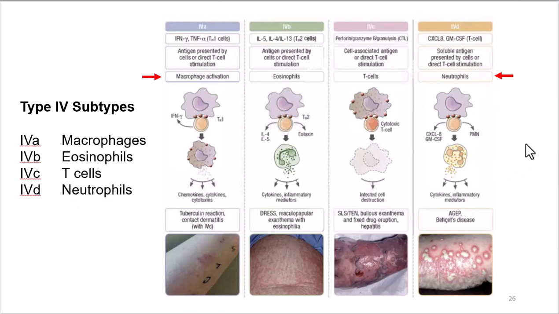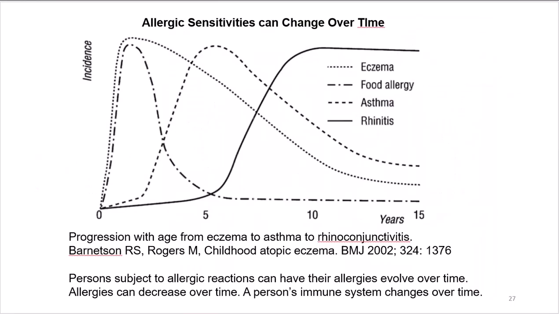This type 4, it's the neutrophils that are involved. And we see there are different types of presentation on the skin, but also these things can affect things inside the body which you can't see. So there's a lot, depending on the disease state, like with type 1 diabetes, you don't see that on the surface. Just a side note here, allergic reactions can change over time.